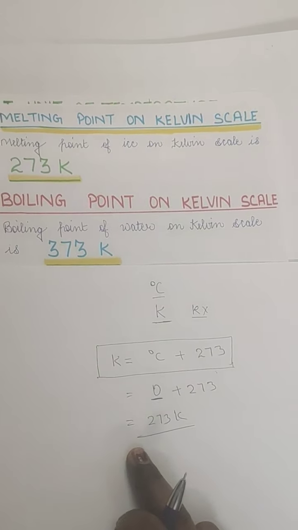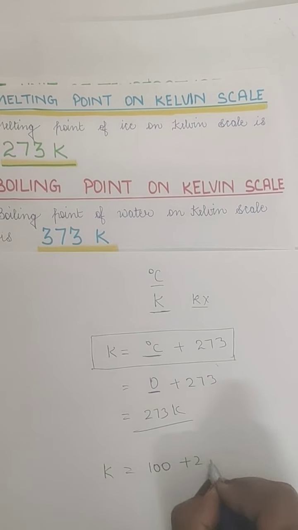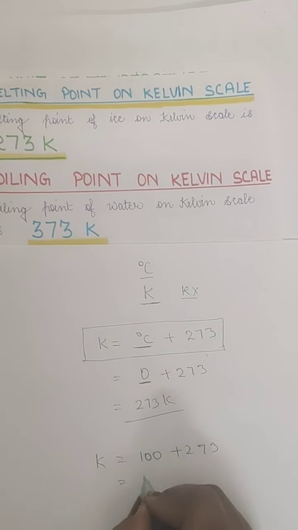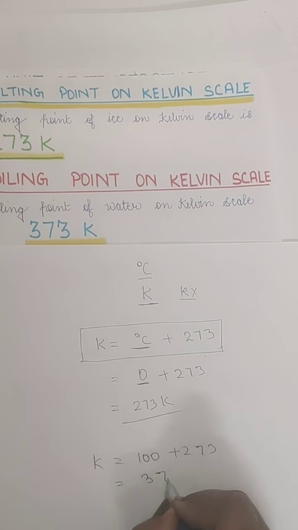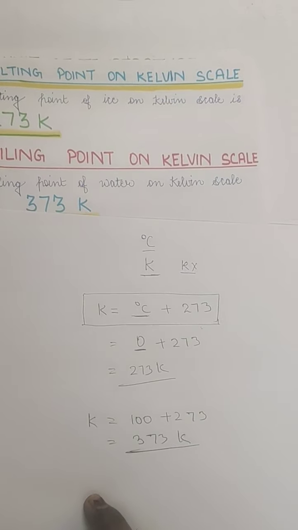The boiling point of water in degrees C is 100, and you have to add this. So 100 plus 273 is 373 Kelvin. So the boiling point of water on the Kelvin scale is 373. I hope you understood.